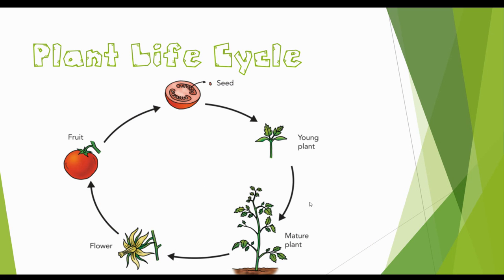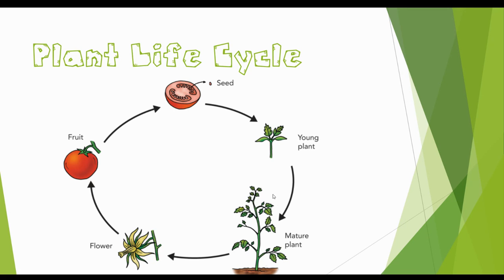So, just a quick review about the plant life cycle also from last week. Remember, the plants also have a life cycle. From the fruit, or even from the flower, we get a seed. And then, for example, this tomato plant cycle, you have the seed inside the tomato, you go and plant that seed, and then it grows into a young plant.